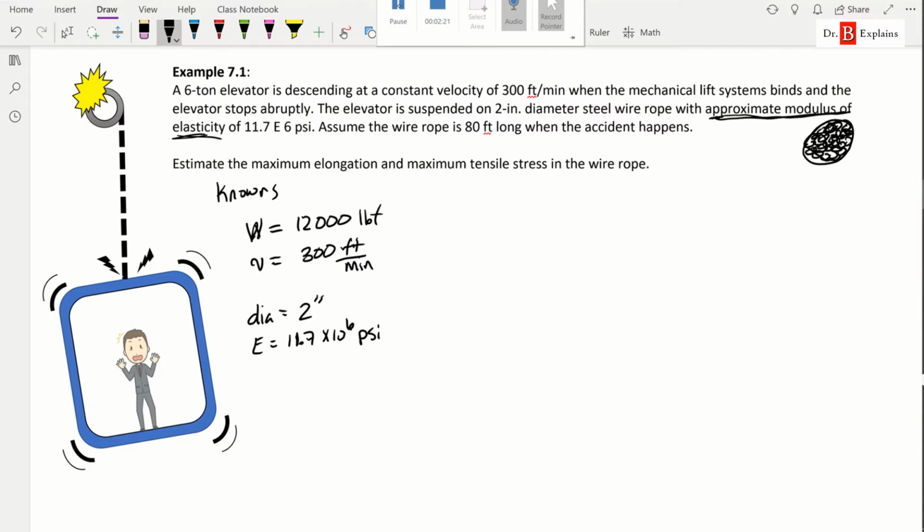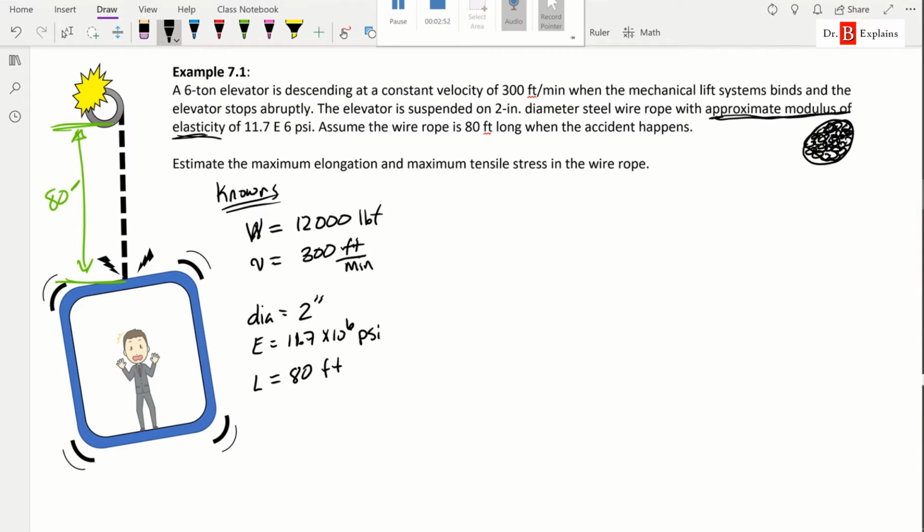Now they give us the length of the rope as 80 feet. So that length is going to be this guy over here. This drawing is obviously not to scale, but this is 80 feet. And now, these are our knowns, and we want to know max elongation and max tensile stress.